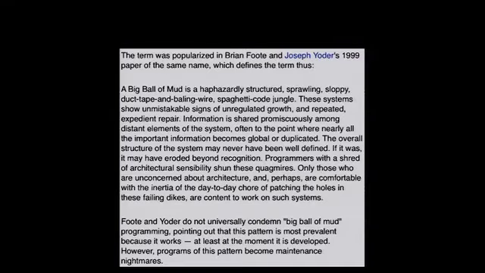So this is a little thing from the wiki page, Big Ball of Mud, and it kind of describes the kind of system we're talking about here. Unmistakable signs of unregulated growth, repeated repair of distant elements in the system, often to the point where nearly all important information becomes global or duplicated. Crazy stuff. Anybody ever work in a system like this? How did it get that way?